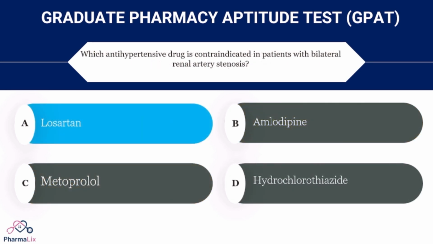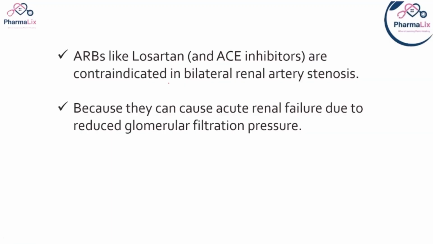The correct answer here is losartan, that is our ARBs, angiotensin receptor blockers. Since we have already discussed it previously, we are not going to repeat it. ARBs like losartan and ACE inhibitors are also contraindicated in bilateral renal artery stenosis.